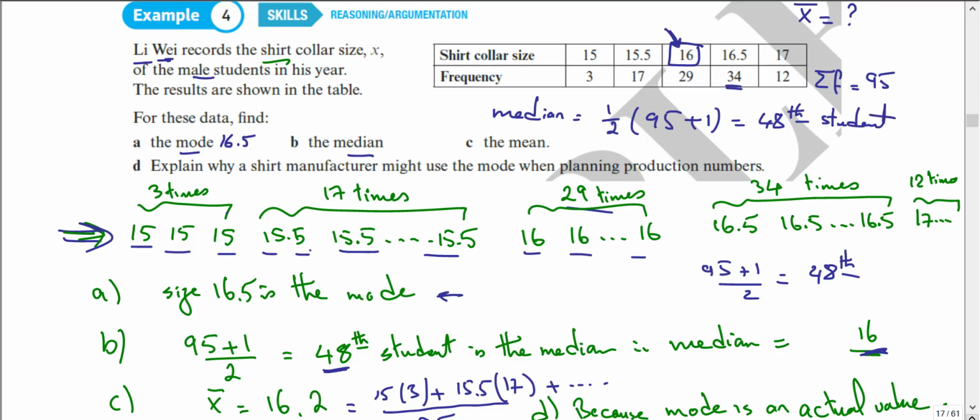If I'm asking about student number 1, what's the color size of student number 1? 15. طب what's the color size of student number 2? 15.5. لا يا ابني, 15 برضه. واحنا we have 3 هنا. 3 معناها the first 3 students. The first 3 students have the color size 15. طيب, how about student number 4? What's the size of student number 4?